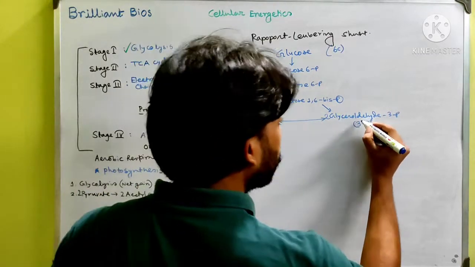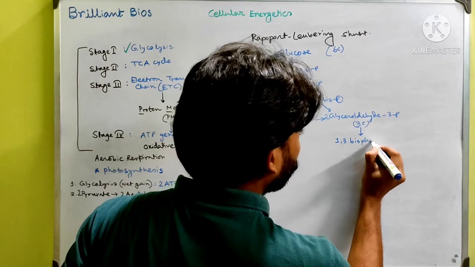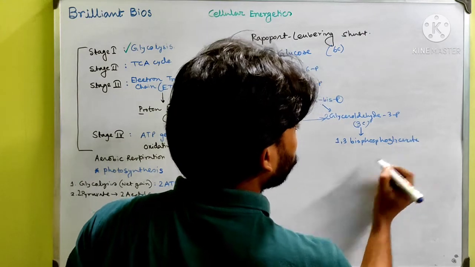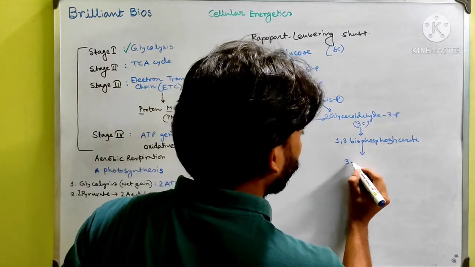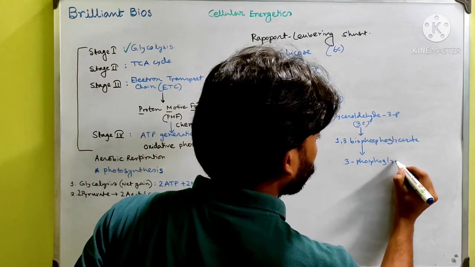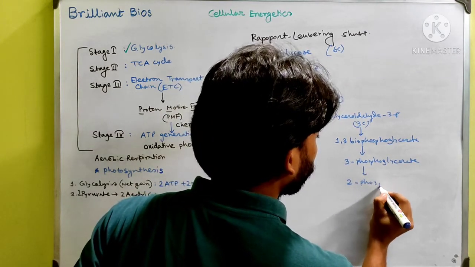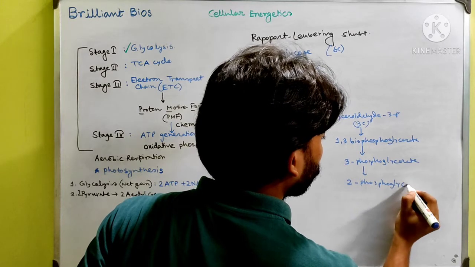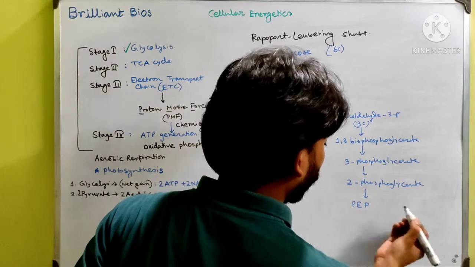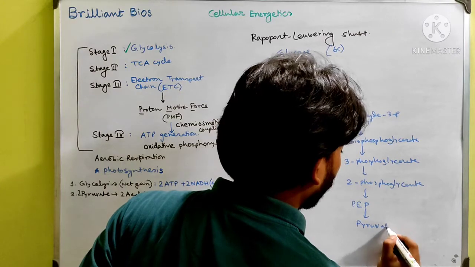Now from this glyceraldehyde 3-phosphate, 1,3-bisphosphoglycerate is produced. From the 1,3-bisphosphoglycerate, 3-phosphoglycerate is produced. From the 3-phosphoglycerate, 2-phosphoglycerate is produced, and from 2-phosphoglycerate, phosphoenolpyruvate and then pyruvic acid are produced, and ultimately pyruvate is the final product of glycolysis.